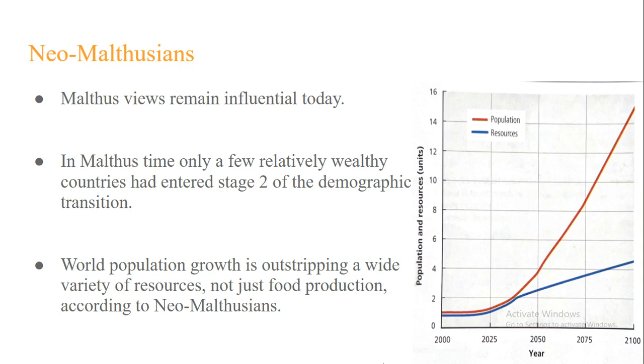Now, relatively poor countries are in stage 2, but in Malthus' time, few relatively wealthy countries had entered stage 2 of the demographic transition. Neo-Malthusians argue that the world faces a frightening future in which billions of people are in desperate competition for food, water, and energy.